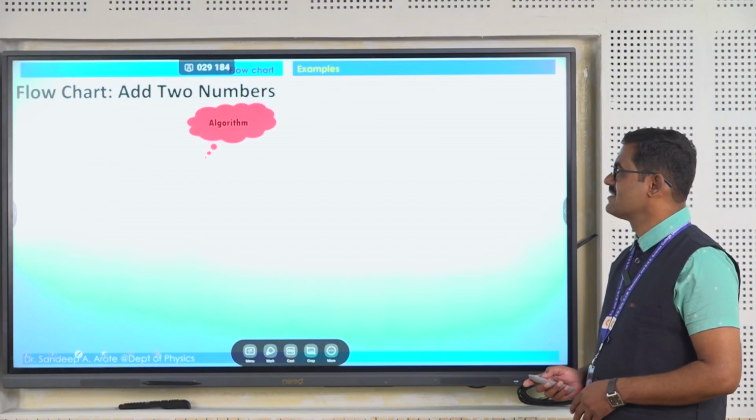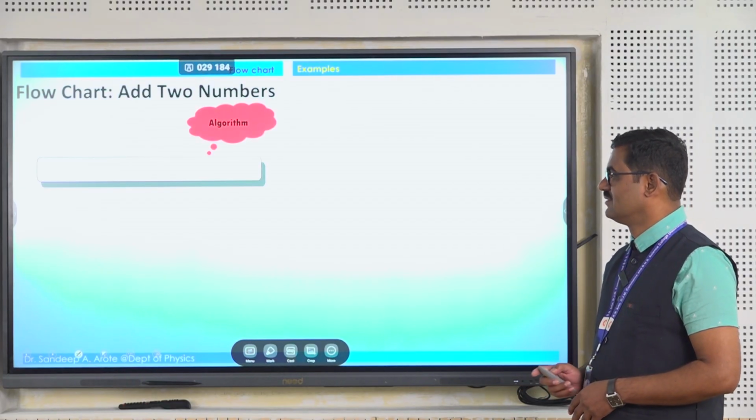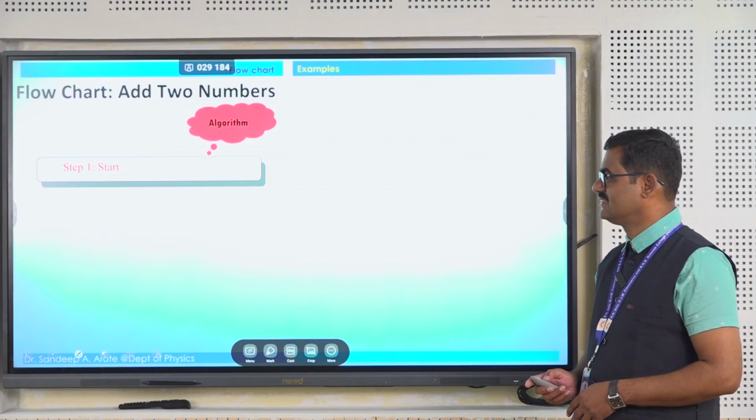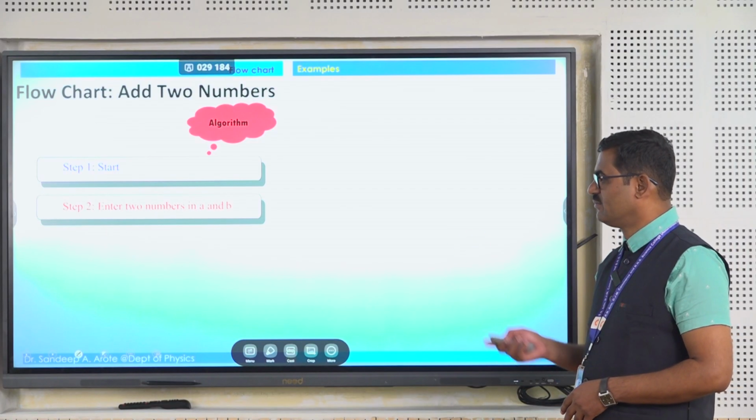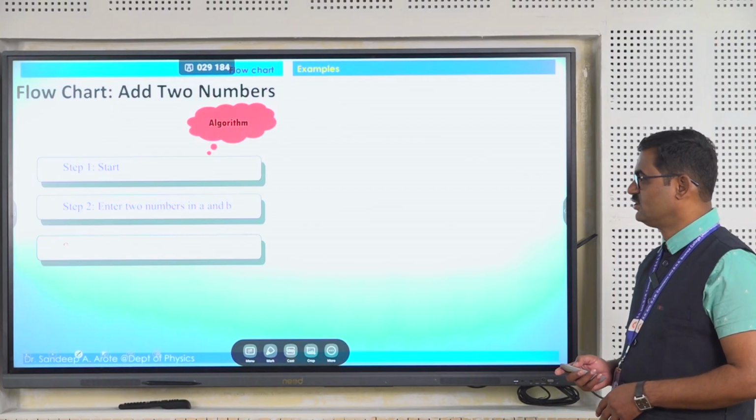Similarly, consider next, that is addition of two numbers. So the algorithm for this is start, read any two numbers or enter any two numbers A and B. Do addition of these two numbers.